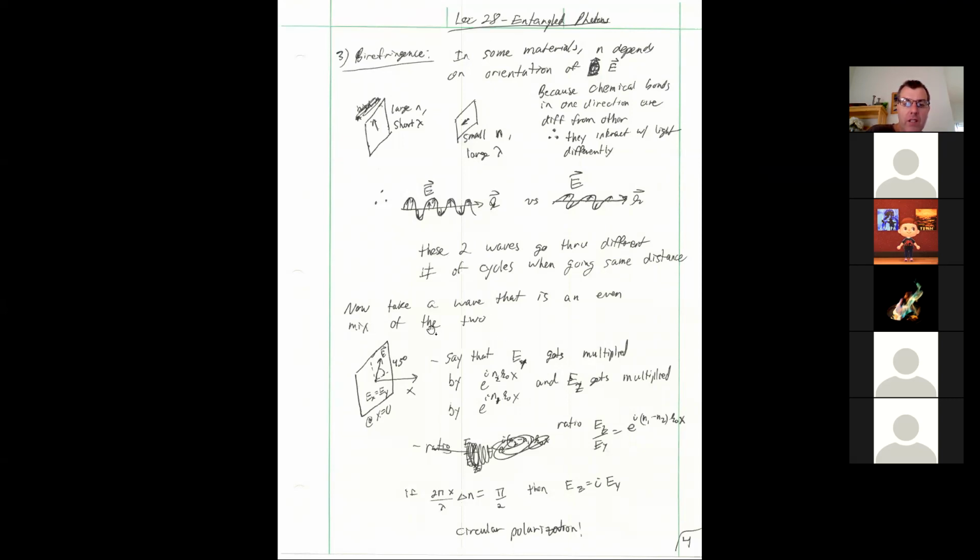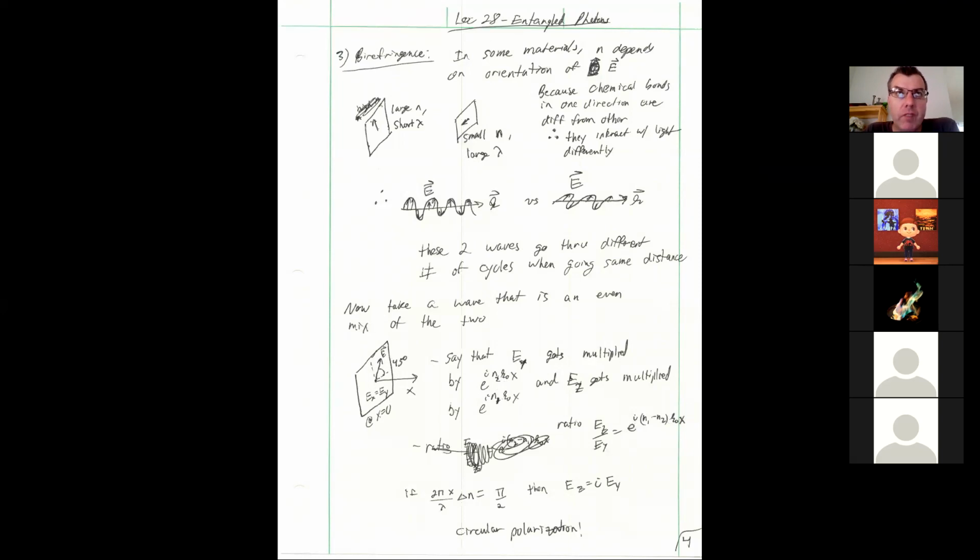And what if I took a wave that's an even mix of the two? All right, so it's oriented when it comes in at 45 degrees. Well, the y component will be multiplied by e to the i n2 k naught x. And the z component, going this way, will be multiplied by e to the i n1 k naught x. And so the ratio is e to the i, difference in indices, k naught x. And that difference in indices is often 0.001 or smaller, which sounds trivial. Sounds like it's not something you could make use of.